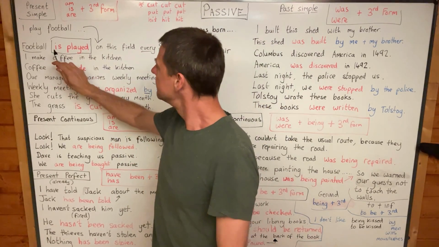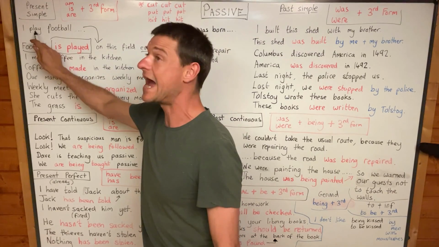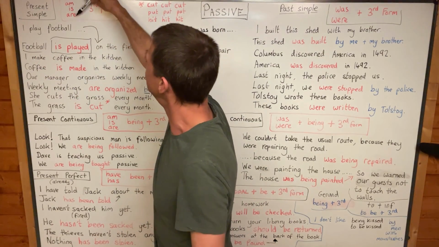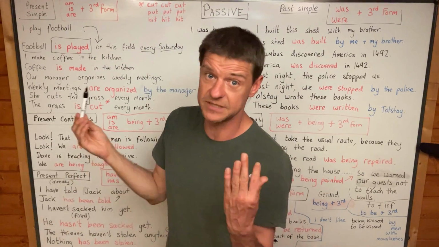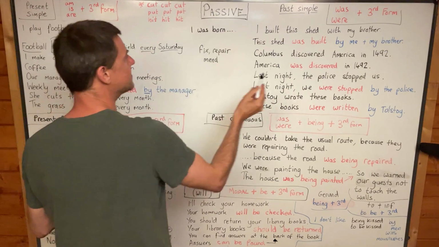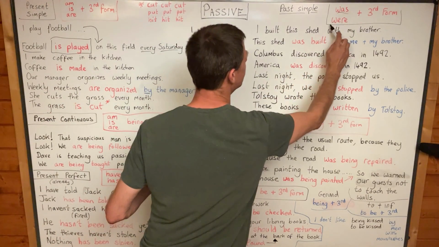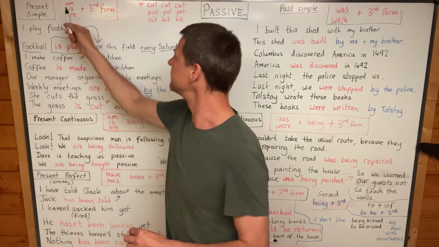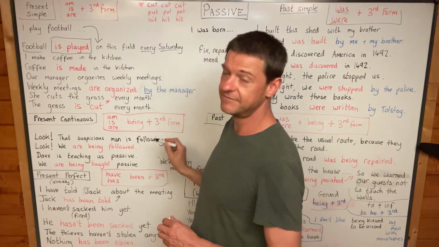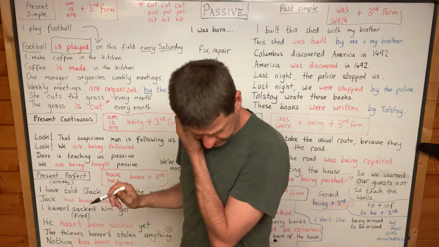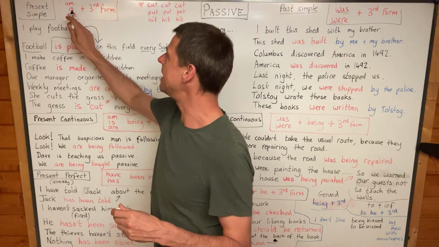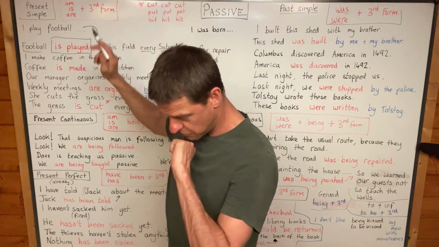So to make an active verb passive, we do this. We use am, is, or are, forms of the verb to be, and you will see that passive is all about the verb to be. In past simple passive, you've got was or were. In present simple, you've got am, is, and are. Present continuous, you've got am, is, are, being, and third. So the verb to be is always used in the passive, but in present simple, it's just am, is, are, and then the third form.